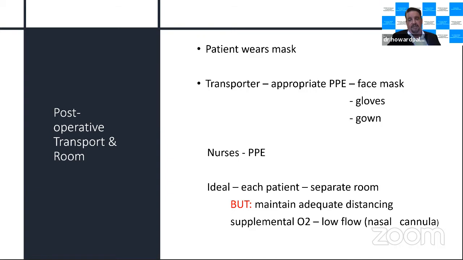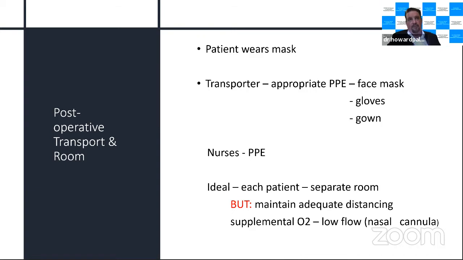They should wear a face mask, have gloves, which should be changed between patients, and preferably wear a gown to prevent contamination of their surgical kit. Nurses obviously need PPE in the PACU. And the ideal is that on the ward, once a patient arrives back, each patient should have a separate room.